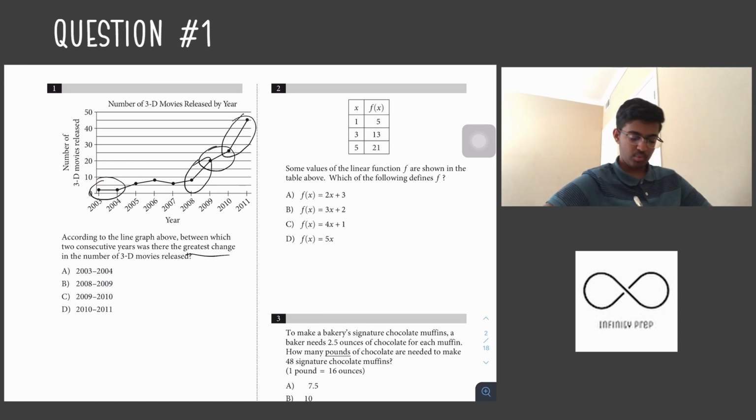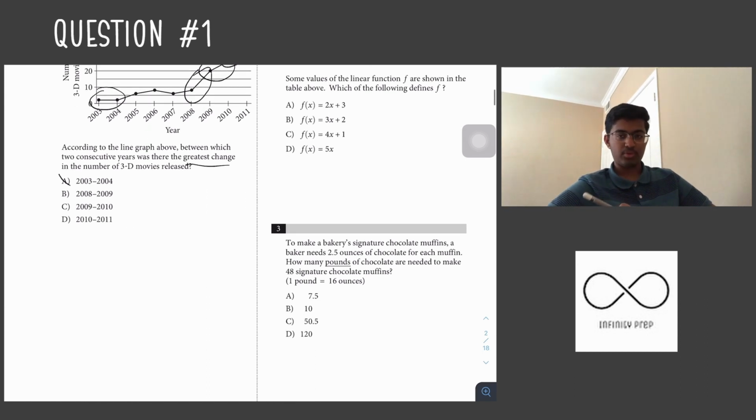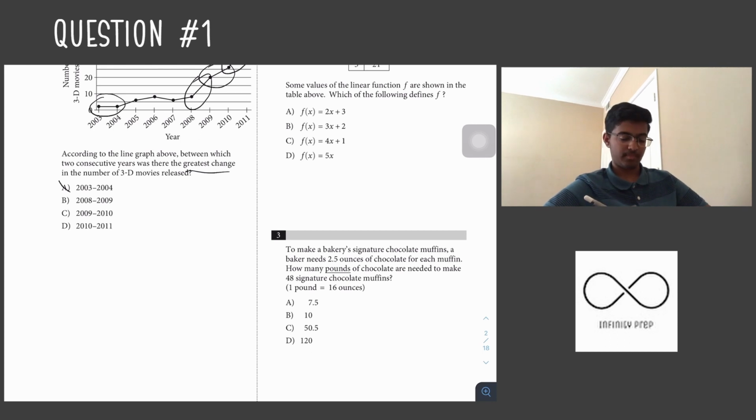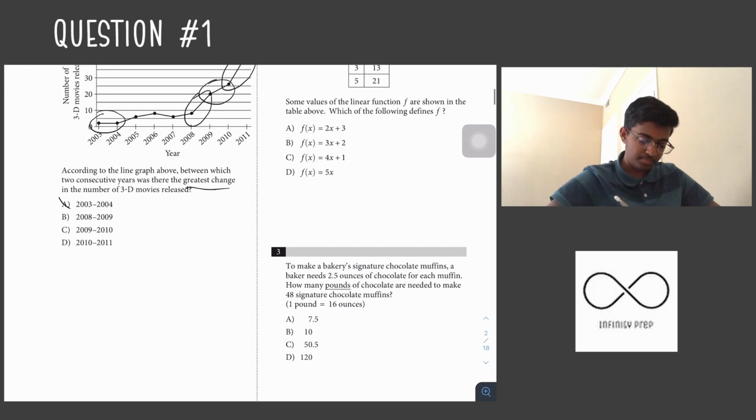We can cross off A because there is no change in the number of 3D movies released by year from 2003 to 2004. Three answer choices left are B, C, and D, for which we have to calculate the percent change. The formula for a percent change is new minus old over old.